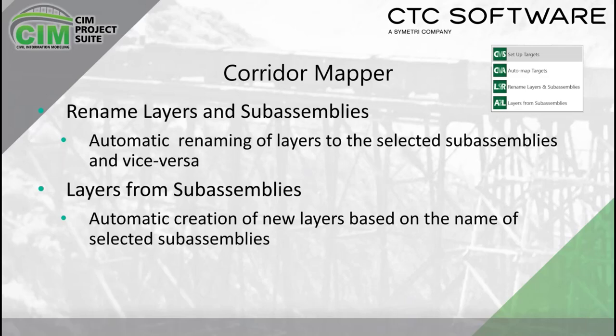Then we have our rename layers and subassemblies within that corridor mapper. And what that will do, it will automatically rename the layers of the selected subassemblies, there's different ways of doing it, I guess. We can add suffixes, we can name our layers that are assembling, there's different ways of doing it. And likewise, we can create layers from those subassemblies. So let me just open up, actually we're running low on time here, so let me go to the next slide here.